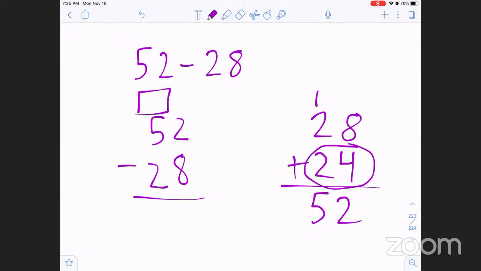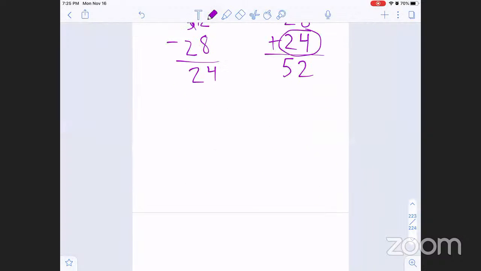Do a borrow box. 12 minus 8 is 4. 4 minus 2 is 2. So we got 24. This one I want you to do on your own. I want you to make the plus problem.